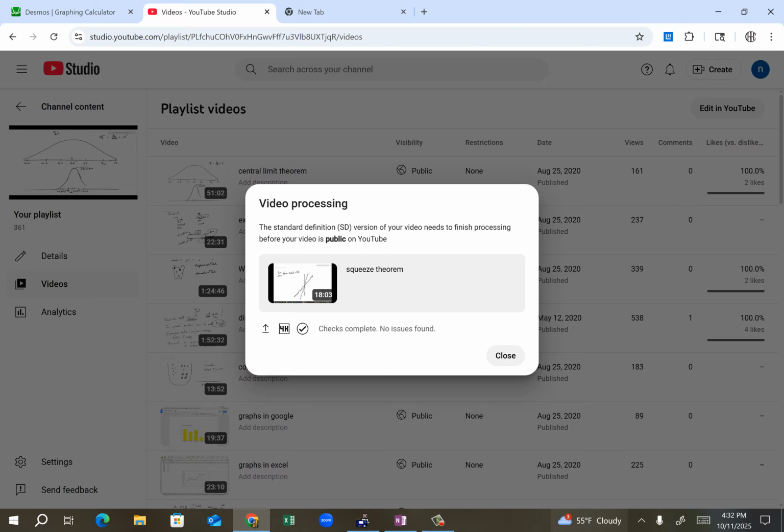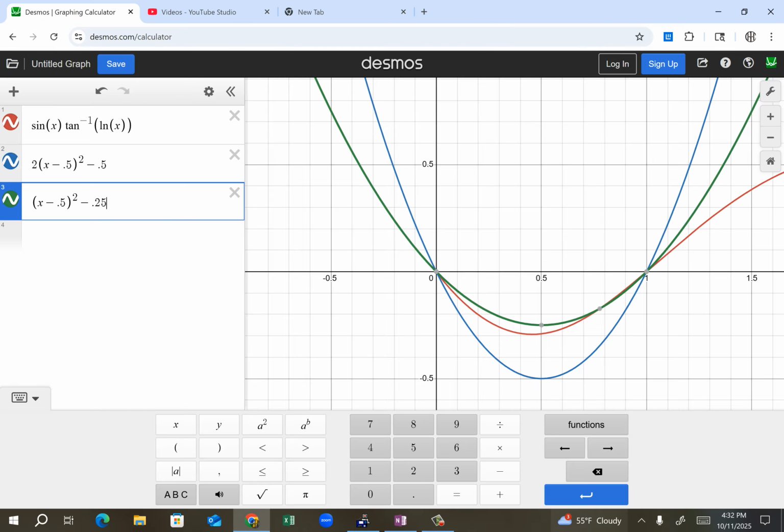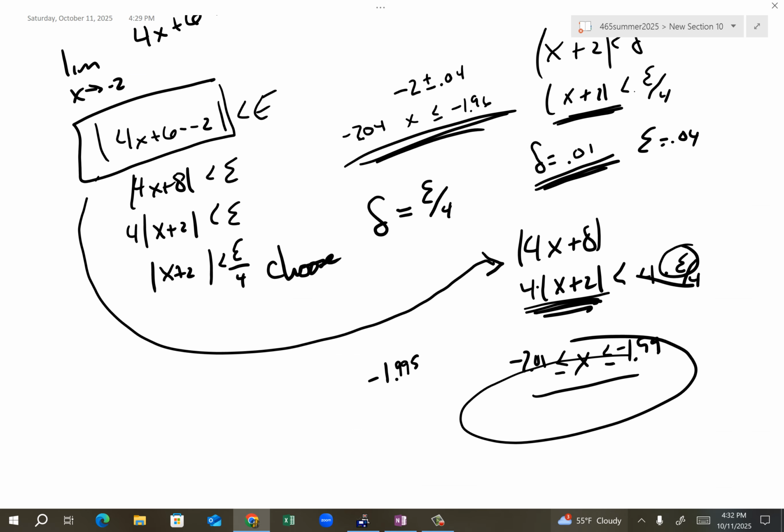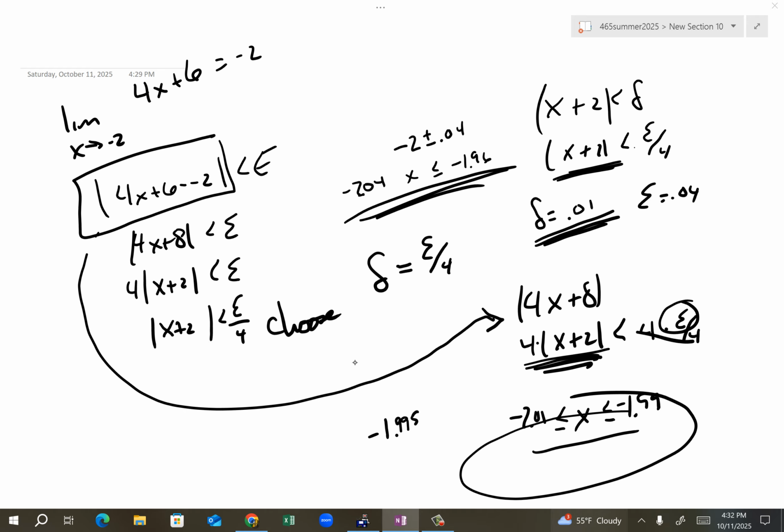Let's try it. This is the whole point of doing this, that's what we're saying. So you can always get it down. It doesn't matter which delta you pick, you will be within a certain epsilon. That's it. That's all we're saying. So our function was 4x plus 6.